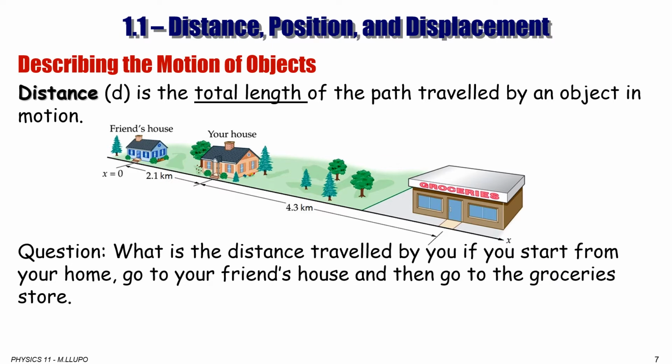For example, what is the distance traveled by you if you start from your home, go to your friend's house, and then go to the grocery store? So you go from your house to your friend's house, you travel 2.1 kilometers, and then you go back another 2.1 kilometers, and then from your house to a grocery store, another 4.3 kilometers. So as we said, it is a total length. So every motion in any direction counts as a distance traveled. So we have 8.5 kilometers traveled.